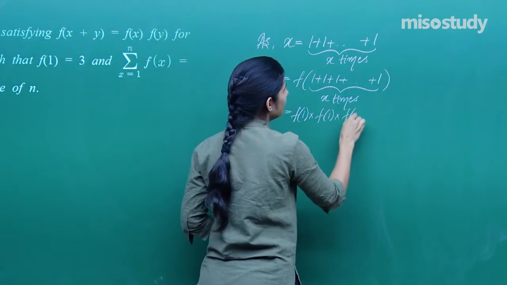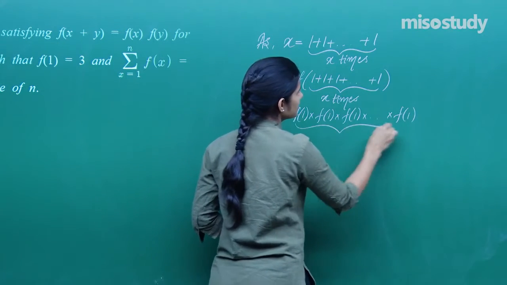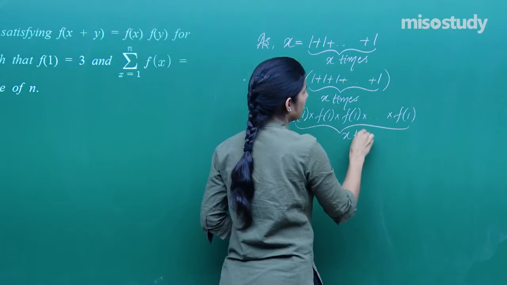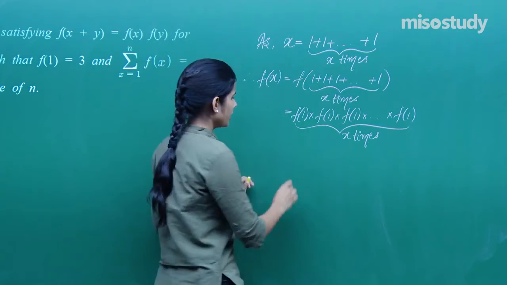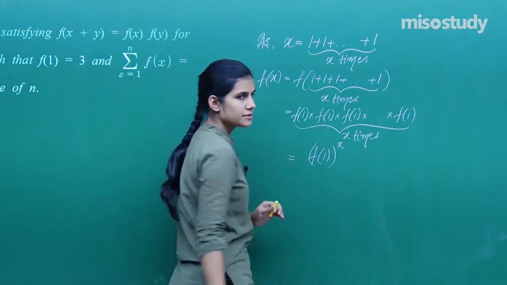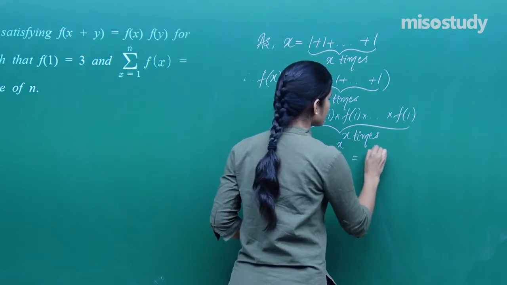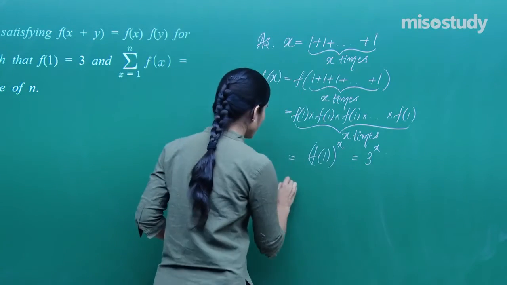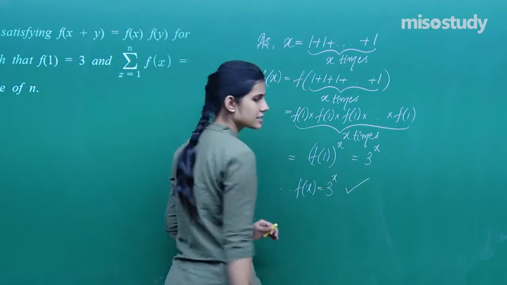into f of 1 into f of 1, x times, by the property given that f of x plus y is f of x into f of y, right. This means f of 1 whole to the power x, that is what happens. But f of 1 is given to be 3, so this is 3 to the power x. I have got f of x is actually 3 to the power x.